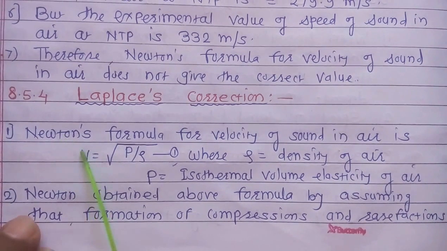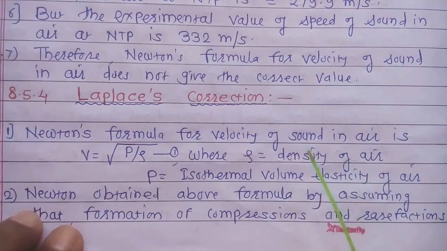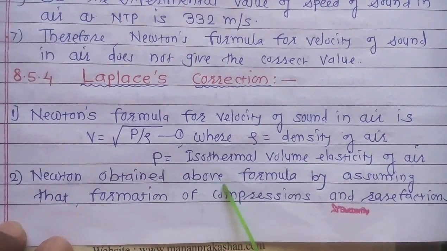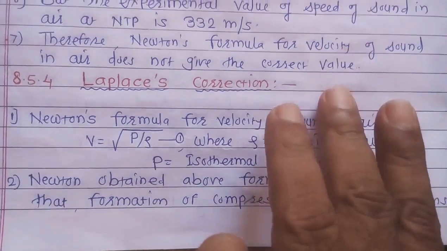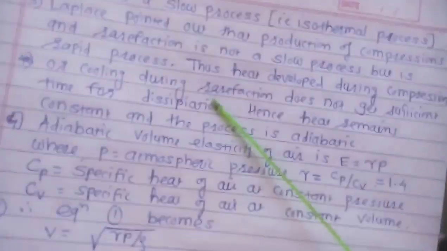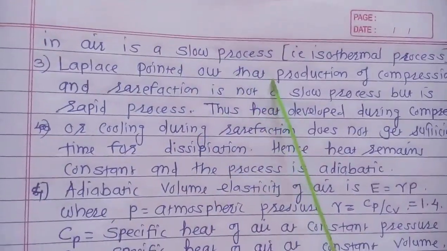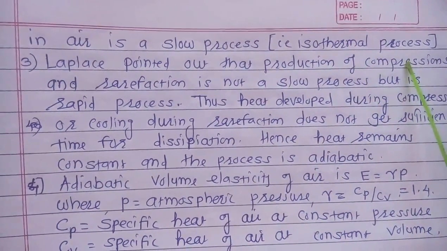Now we'll see. The Newton's formula for velocity of sound in air is V equal to square root of atmospheric pressure upon density of air. हे आत्ताच आपण बघितले या ठिकाणी. Newton obtained the above formula by assuming that the formation of compression and rarefaction in air is a slow process, आत्ता सांगितल्याप्रमाणे, and that is an isothermal process.